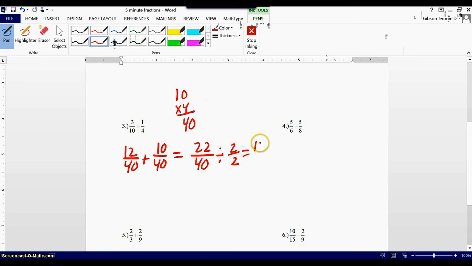22 divided by 2 is 11, and then 40 divided by 2 is 20. Now, 11 and 20 have nothing else in common, so we're done.